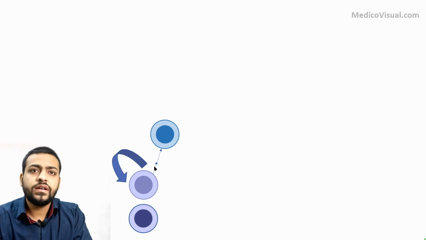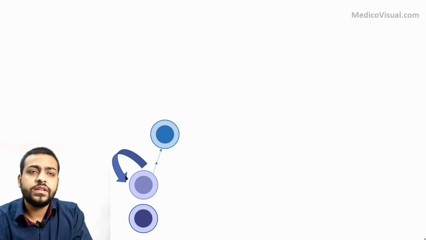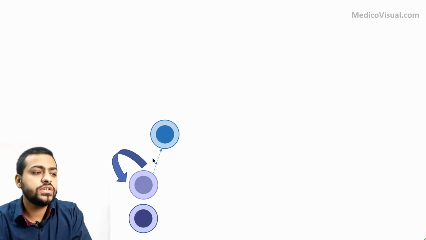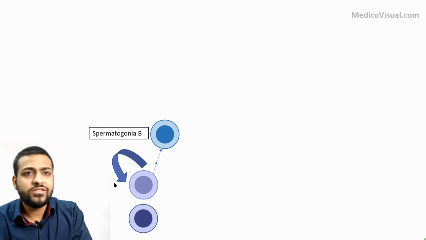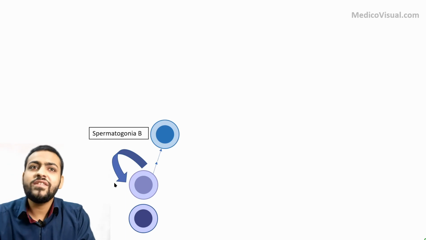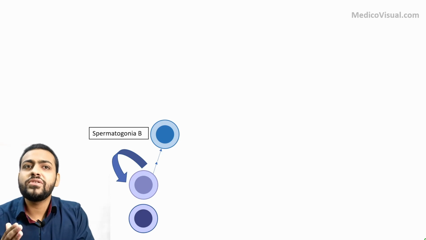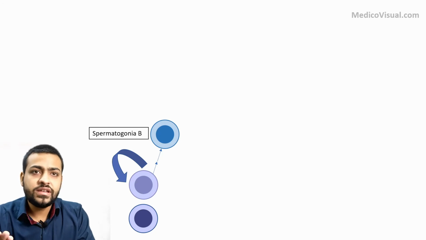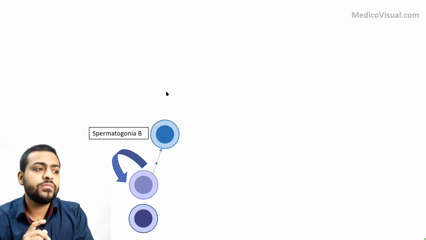So under the influence of growth factors, after multiple cell division, it will form this cell, and it has also the ability of self renewal. It will also maintain its own population. And what is this cell? It is Spermatogonia B. So Spermatogonia A will ultimately form a more specialized cell, that is Spermatogonia B. Spermatogonia B is not stem cell. It has not the ability of self-renewal, and it is more specialized form, and it is called Spermatogonia B.